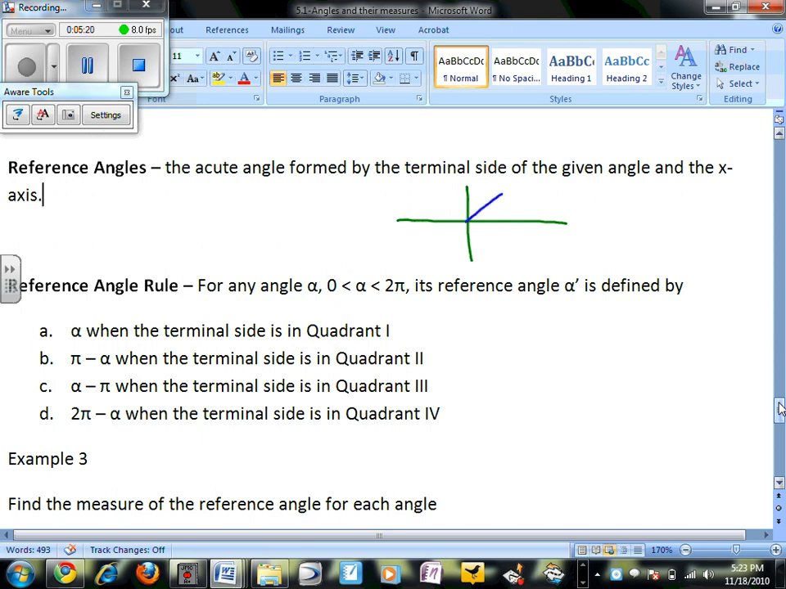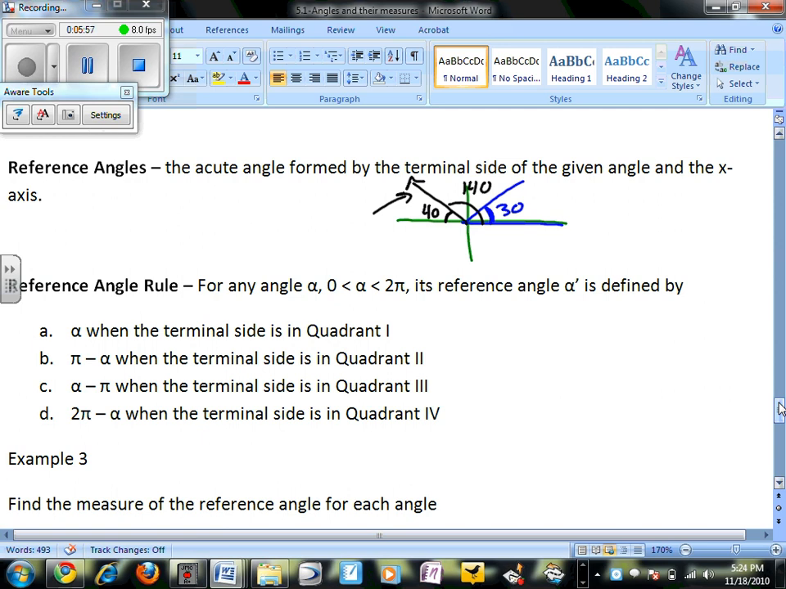In this case, our reference angle is here, and actually it's the actual angle. So say that's 30 degrees. That's also the reference angle. Where this comes into play is when we're talking about an obtuse angle, such as this angle here, 140 degrees. Its reference angle is 40 degrees, because it's the acute angle from the terminal side, which would be this, to the x-axis. So the reference angle is 40 degrees.